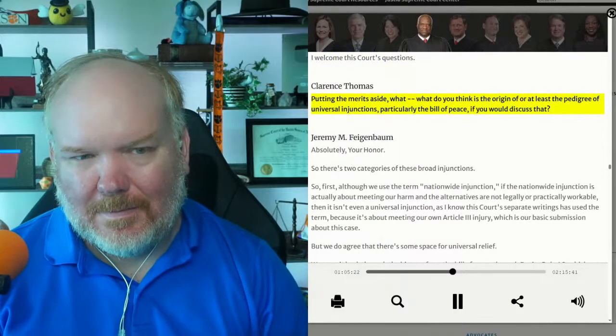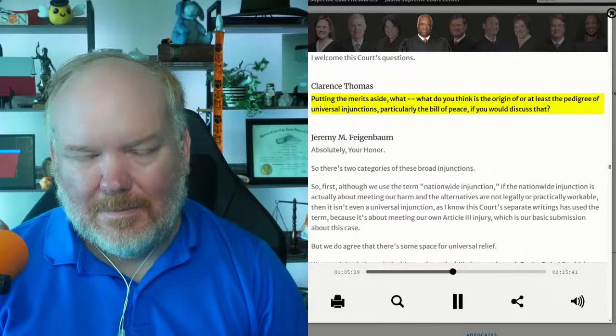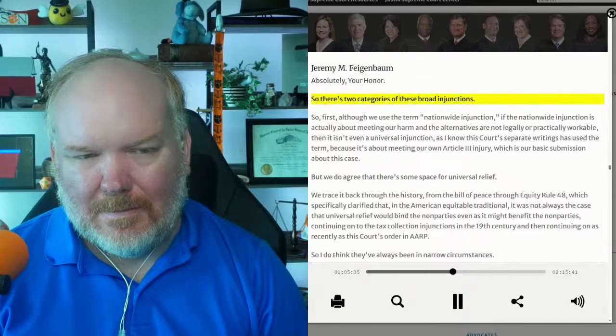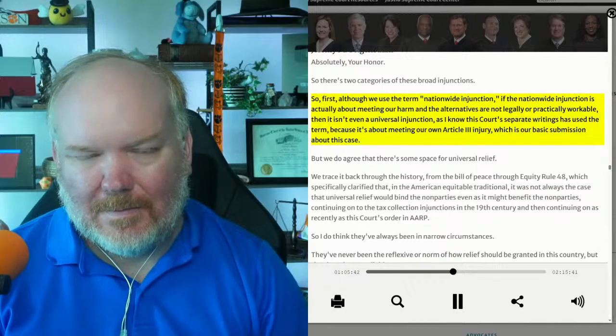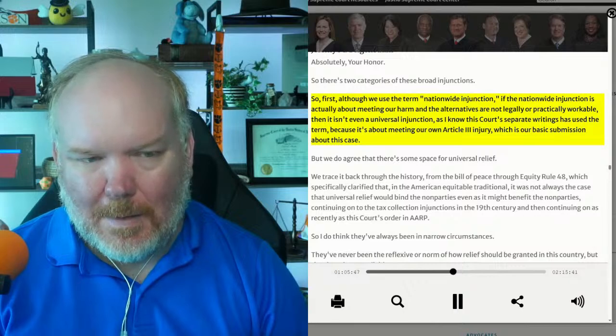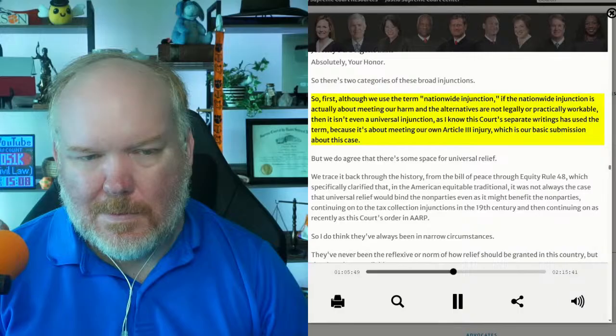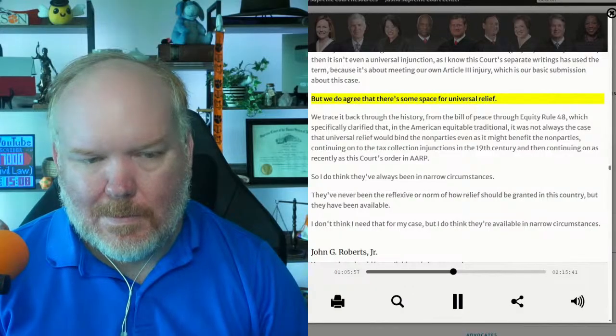Putting the merits aside, what do you think is the origin of, or at least the pedigree of universal injunctions, particularly the Bill of Peace, if you would discuss that? Absolutely, Your Honor. So there's two categories of these broad injunctions. So first, although we use the term nationwide injunction, if the nationwide injunction is actually about meeting our harm and the alternatives are not legally or practically workable, then it isn't even a universal injunction, as I know this Court's separate writings have used the term, because it's about meeting our own Article III injury, which is our basic submission about this case. But we do agree that there's some space for universal relief.